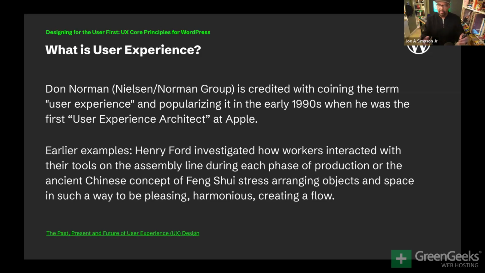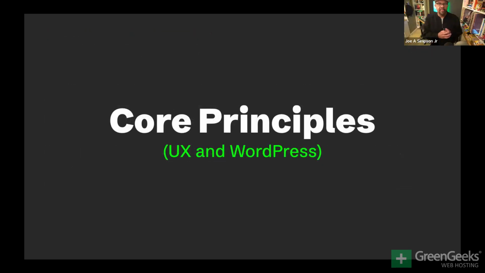I'm from Highland Park, the home of the Model T, and Henry Ford investigated how workers interacted with their tools and on the assembly line to make it more efficient during each phase of the auto production process. Also, even further back in China, feng shui, we've all heard about that term. It stresses arranging objects in a space in such a way as to be pleasing, harmonious, and to create a flow. So these concepts have been around for a while, but how many of us have incorporated them into our process?